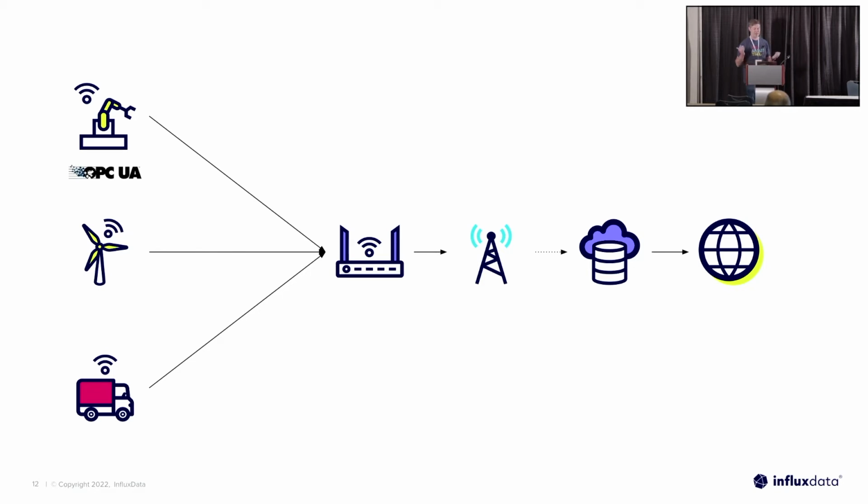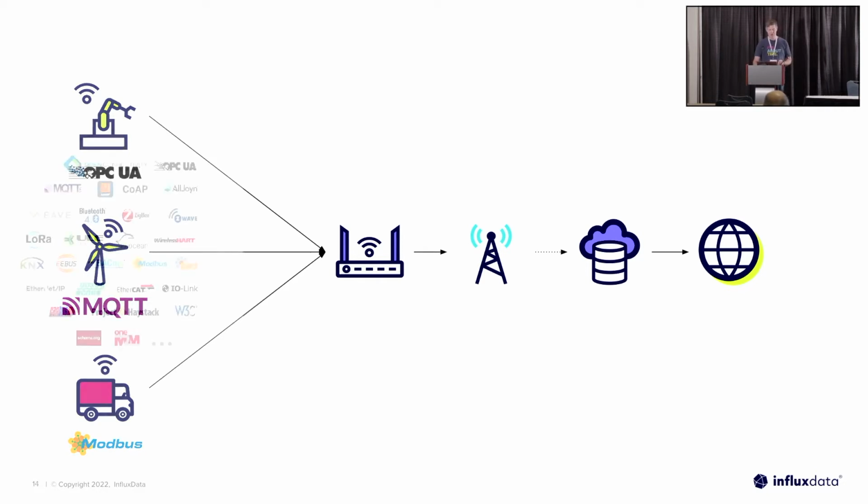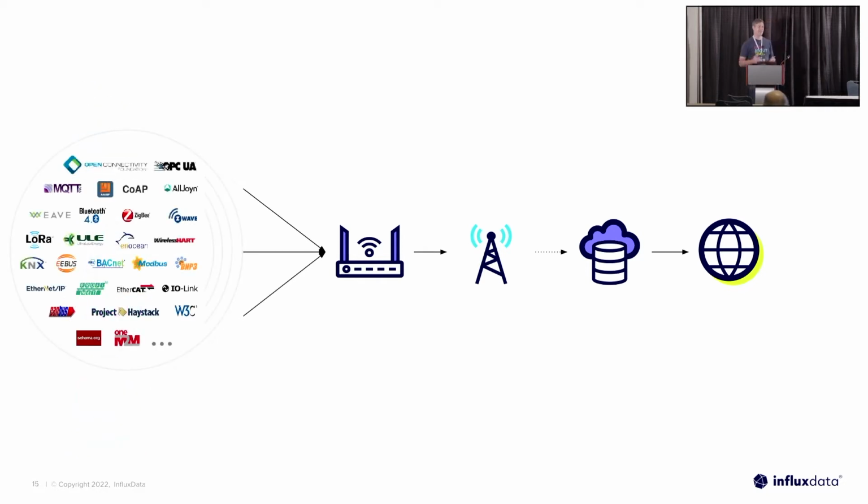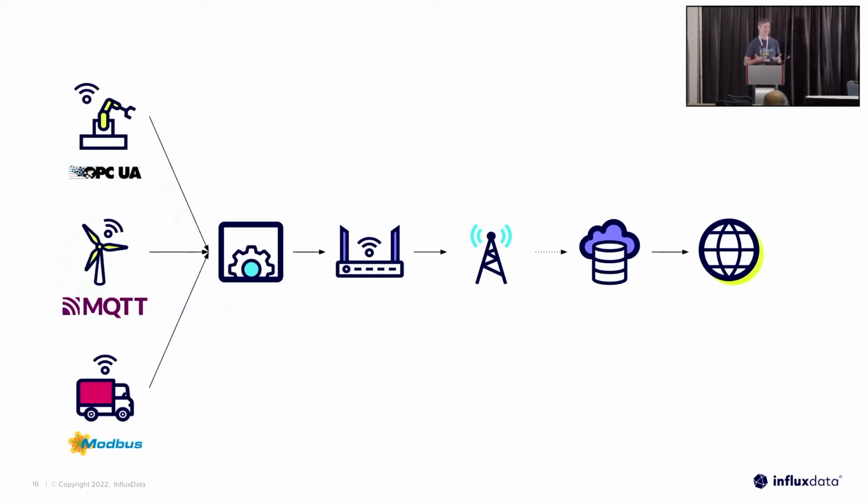Except for one of your devices speaks OPC UA, another device speaks MQTT, third one speaks Modbus, or one of the other 24 different IoT protocols that are out there that all of this equipment speaks to. And you end up with this whole group of different protocols, different formats, different ways of accessing your data.